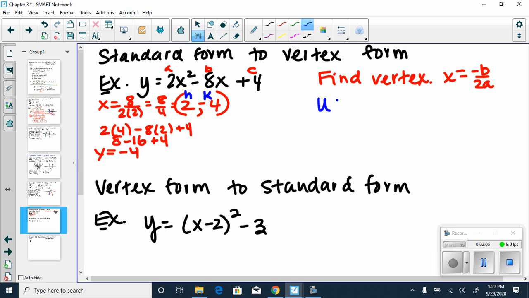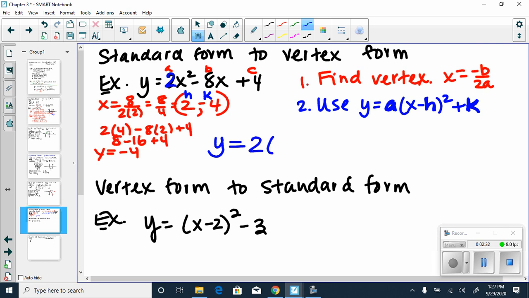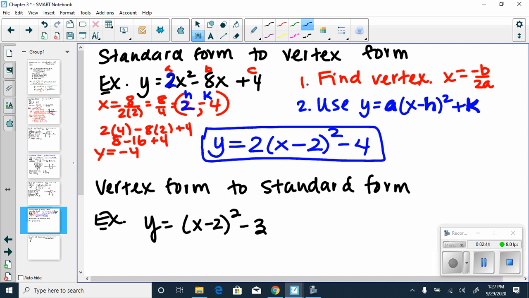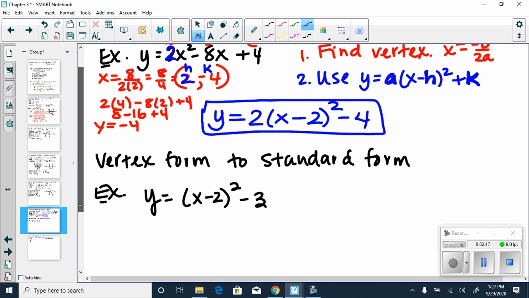Now the second step would be just to use vertex form now and plug everything in. And what you want to plug in really is just the a, the h, and the k. Okay? Everything else is going to stay. So y equals a, is going to be the one up here, 2 parentheses x minus the h, which is 2 squared, plus negative 4. Also, we can just write minus 4. If you write plus negative 4, that's okay, but you've now just switched that to vertex form.